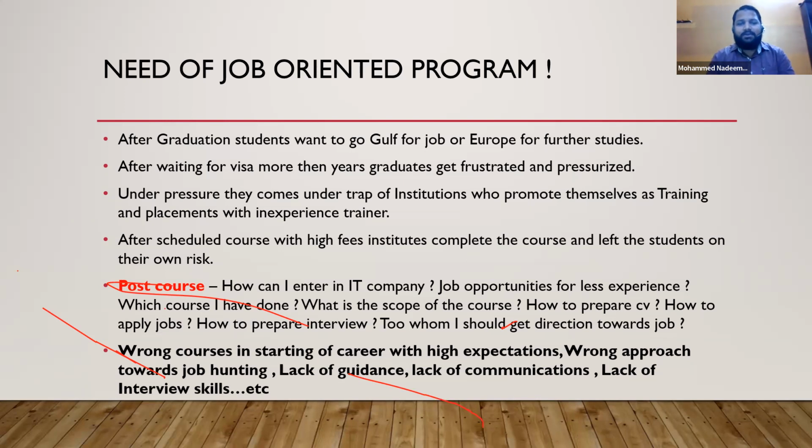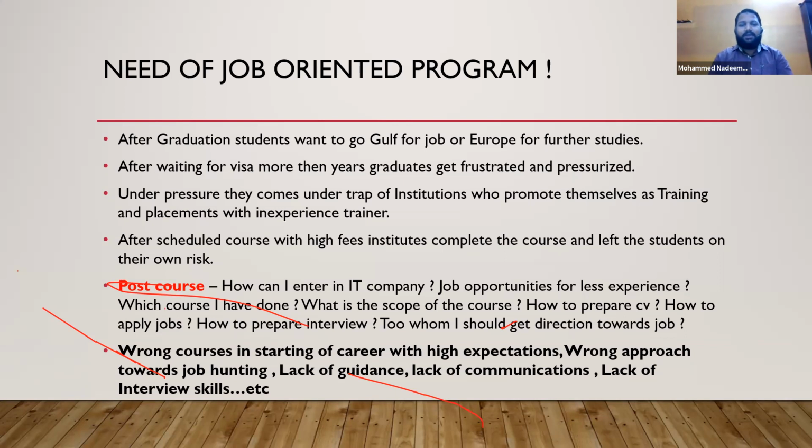How is it possible? See, what is your experience level, and which course have you done? That is one of the genuine examples which I have seen. Students' questions are like: how can we enter into an IT company, what job opportunities are there for less experience, which course have I done, what is the scope of the course, how to prepare the CV, how to apply for the job, how to prepare for the interview. So these are a lot of questions.